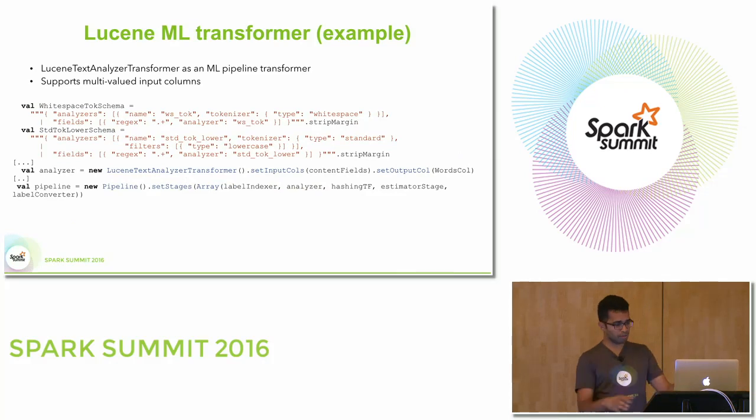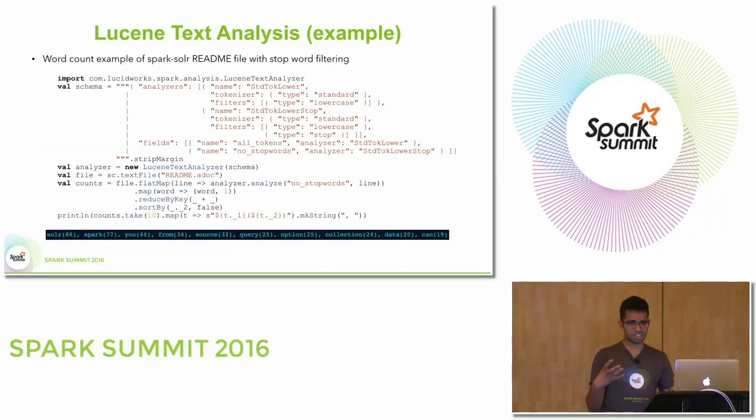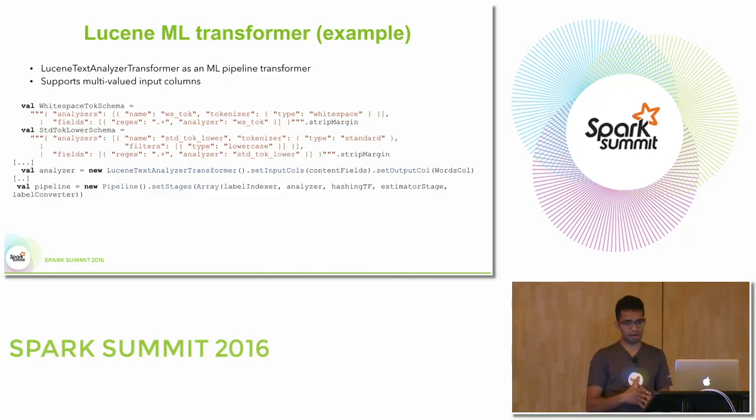So the next thing is that the example we saw here is just basic text analysis in any Spark application. Now, as part of an ML pipeline, how can you use this? The Lucene Text Analyzer transformer is an extension of the ML pipeline transformer. It supports multi-valued input columns, which not many transformers do right now.